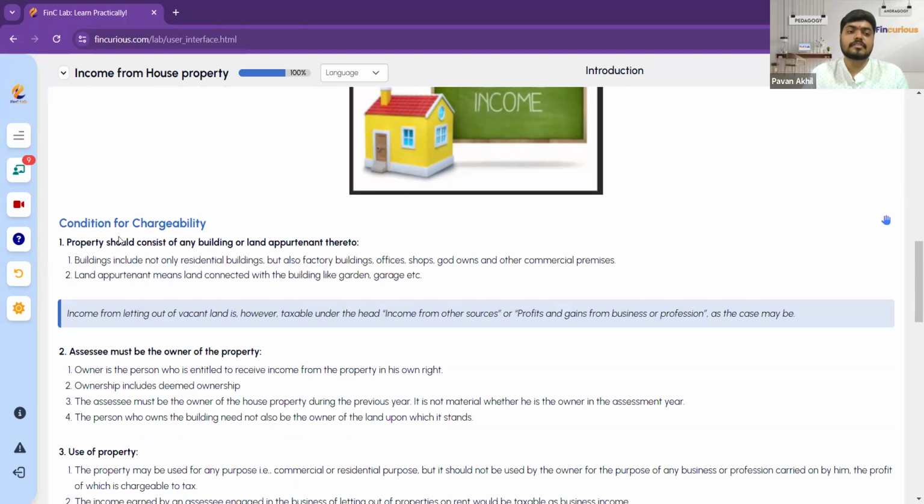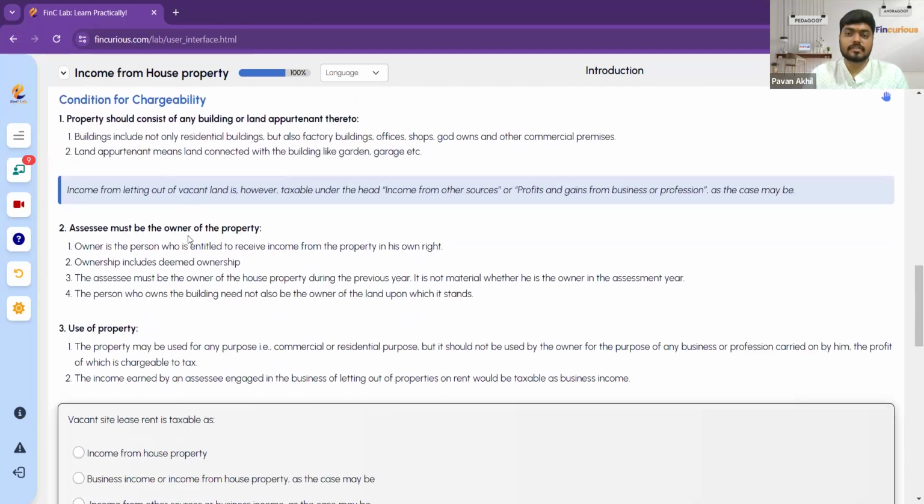So before that, you can see there are some conditions for chargeability. What are those conditions for chargeability? Property should consist of any building or land appertaining thereto. As I told you, a vacant land cannot be taxed under income from house property. Any income received from letting out a vacant land, you are not supposed to tax under income from house property. It should be taxed in other sources.